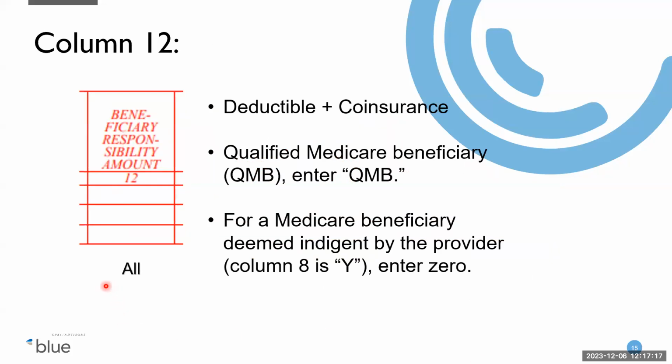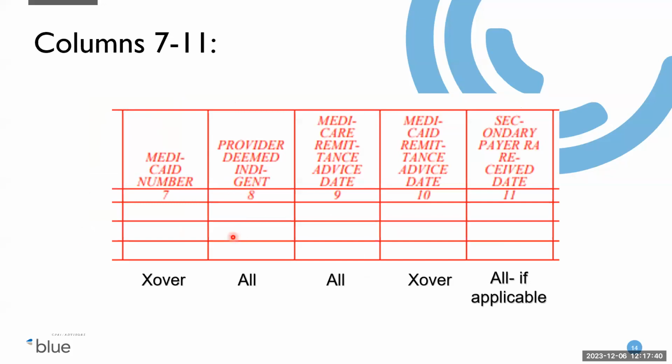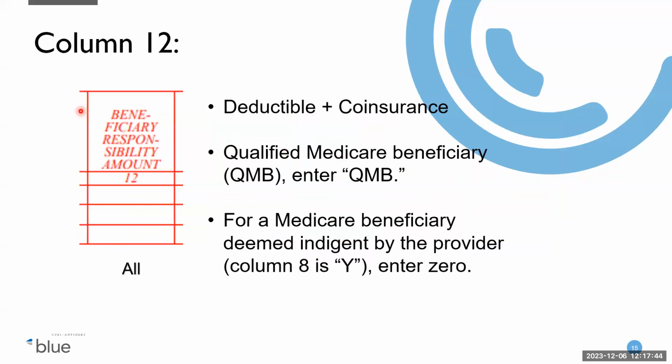Column 12, beneficiary responsibility amount. For most of the time, this is going to be the Medicare deductible plus coinsurance amount. If they are a QMB patient, you are going to write QMB. If they are a patient that you deemed indigent, so back in column 8, if you said yes, they're indigent, then in column 12, you're going to enter a 0.